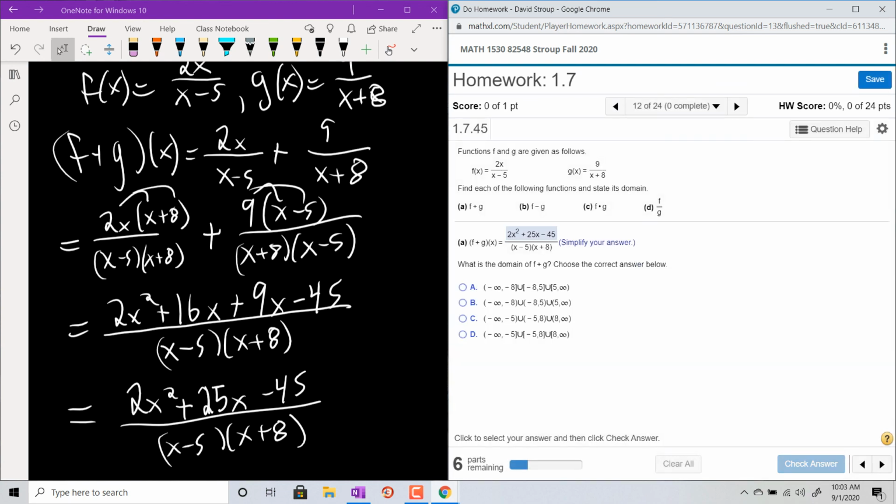And for the domain, the issue with the domain of f is 5, and the issue with the domain of g is negative 8, so we have to exclude 5 and negative 8.